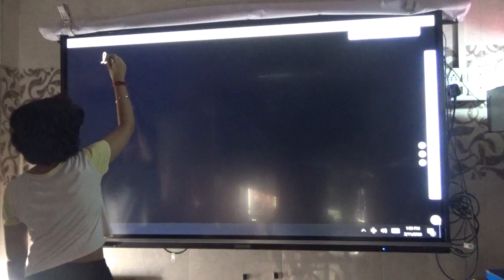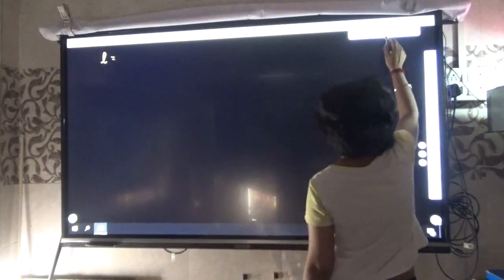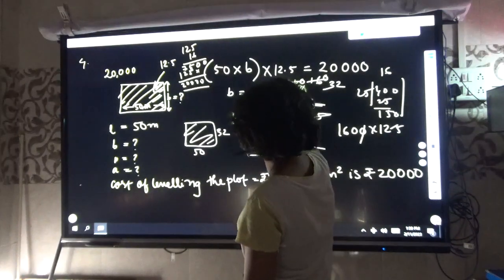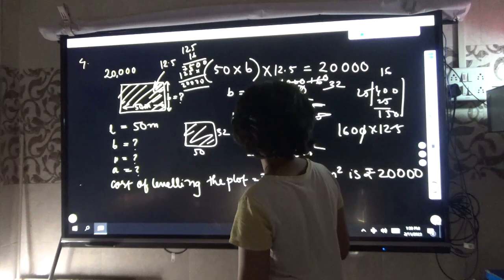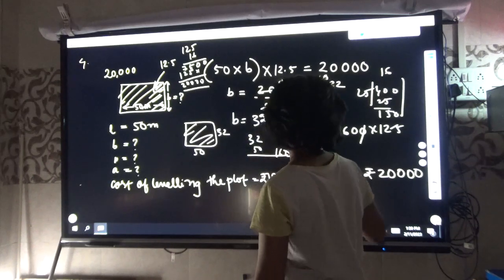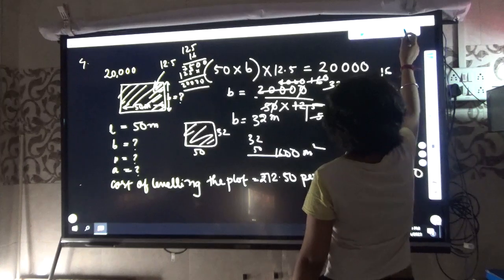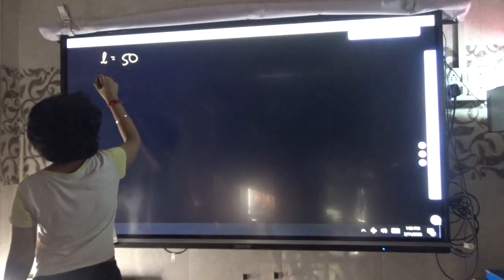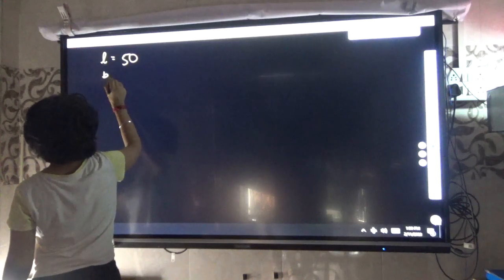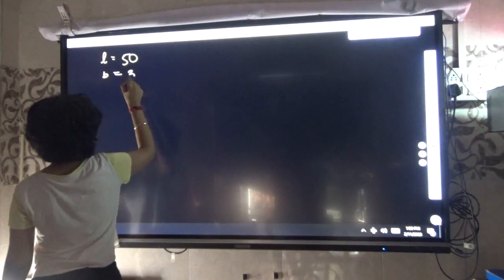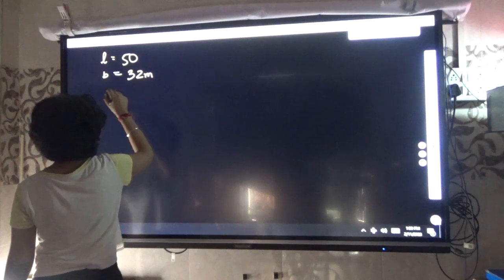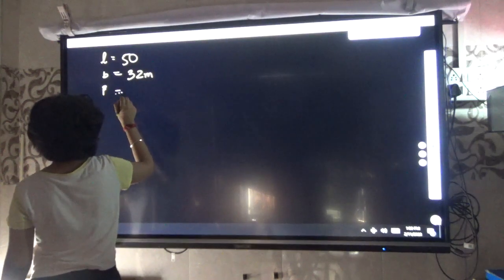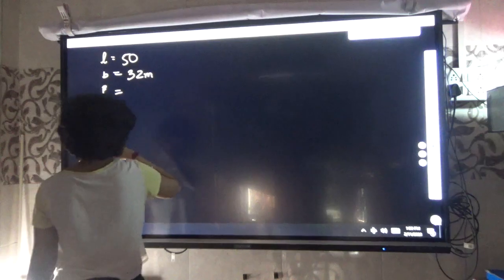Now the second part of this question, length was given. Go to the previous screen. See what is the length, 50 meter. Length is 50 meter and breadth is 32 meter. That's all. You copy: length is 50 meter and breadth is 32 meter. So therefore perimeter and area, you calculate it.